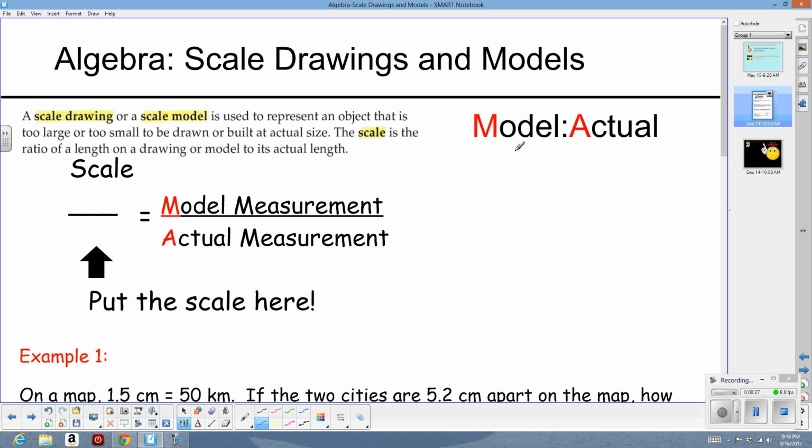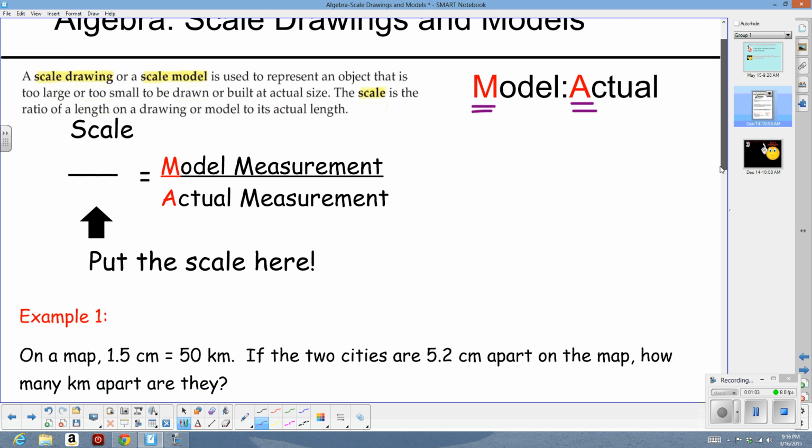I always say, when in doubt, if you don't know something, when it comes to scale models, ask Ma. It's always model over actual. This recipe right here is what you will use to solve problems involving scale models and drawings. You start out by writing a proportion with the scale as one half of the proportion, so the model over the actual, or whatever they say the scale is written here. And then that's going to equal the model measurement over the actual measurement. You will know 3 of the 4 pieces of the proportion, and you'll be able to solve for the one you don't know.